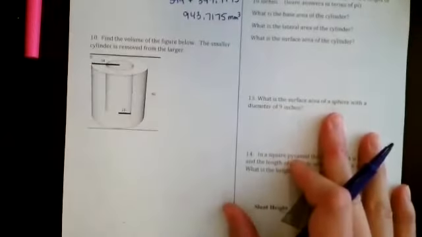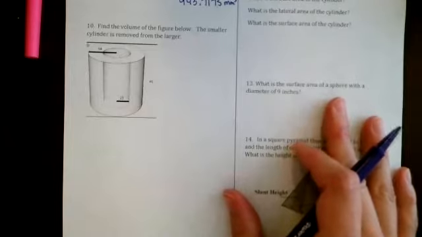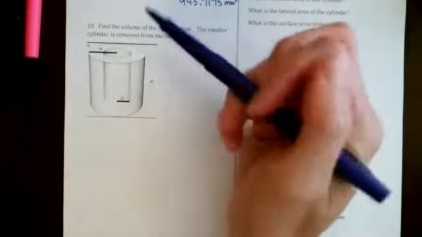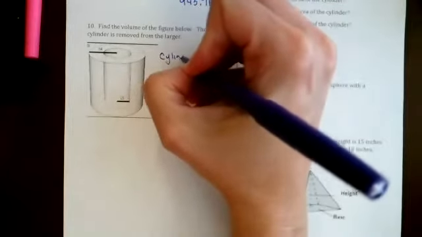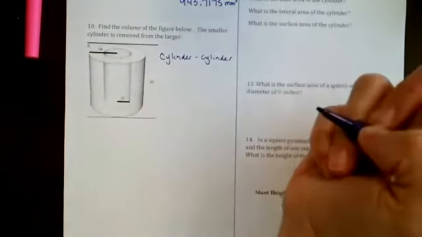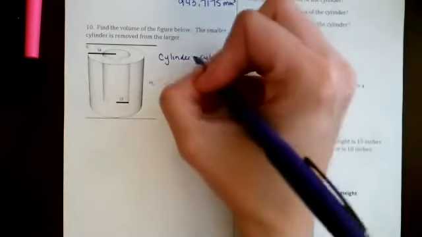Okay. For number 10, we have find the volume of the figure. The smaller cylinder is removed from the larger. So it's basically, it looks like a toilet paper roll, kind of. It's a cylinder with another cylinder cut out. So we're doing cylinder minus cylinder for this one. If something's cut out, you're gonna have to subtract.